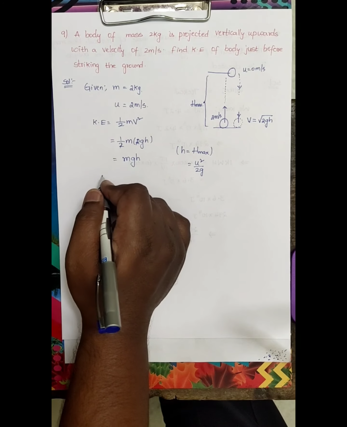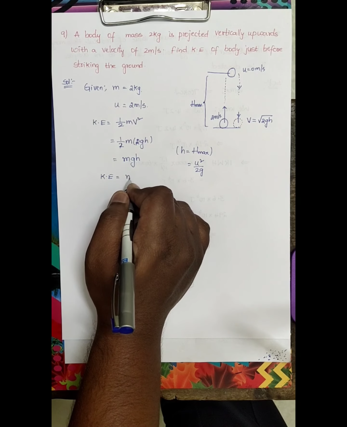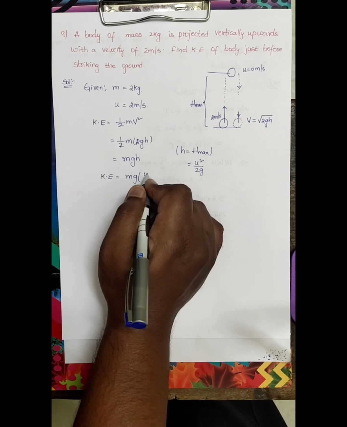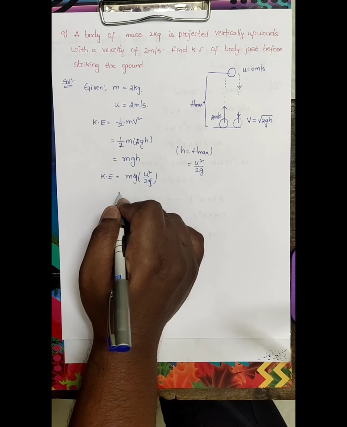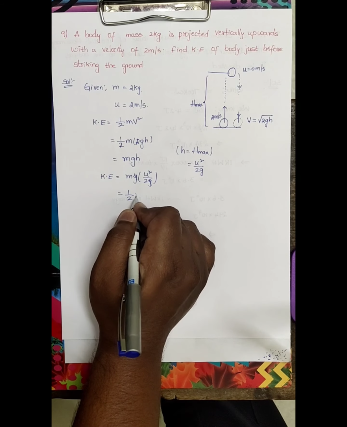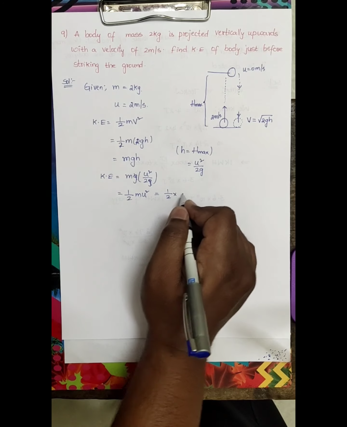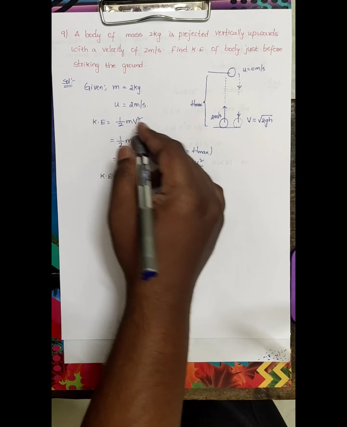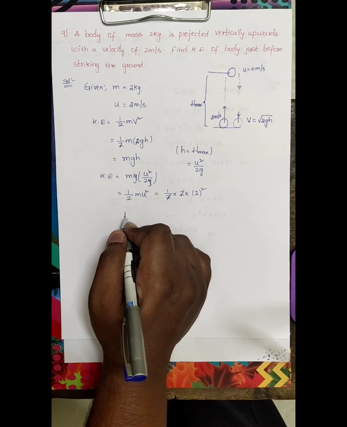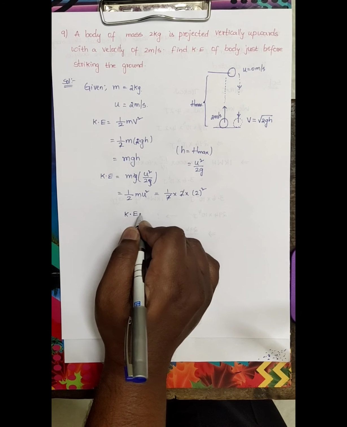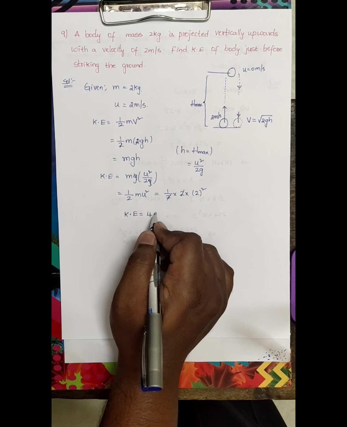So now the kinetic energy just before striking the ground is mg into u square by 2g. The g cancels, it will be half m u square, which results in half into 2 into u, which is 2 meters per second, so 2 square. The 2 cancels, and the kinetic energy of the block just before striking the ground is 4 joules.